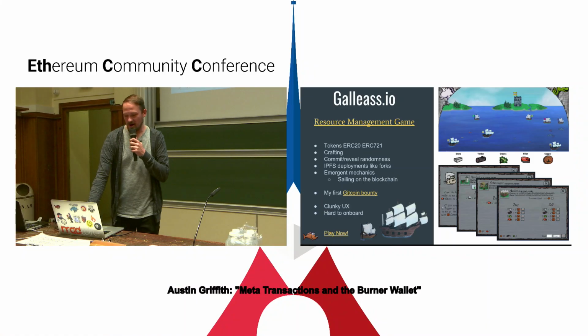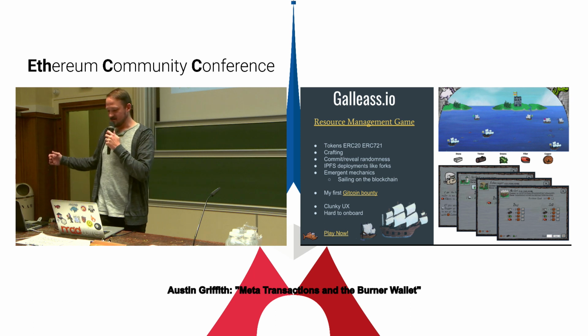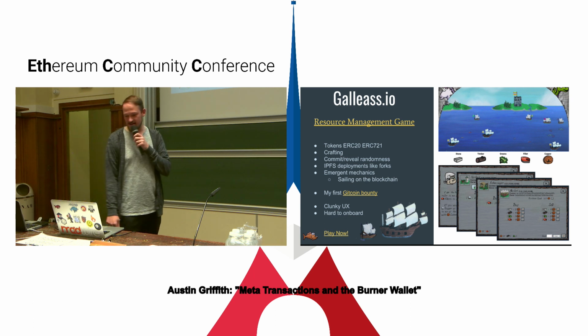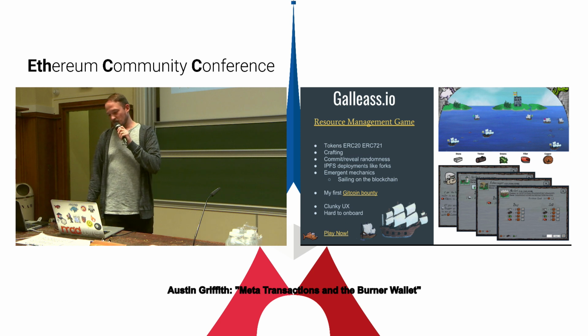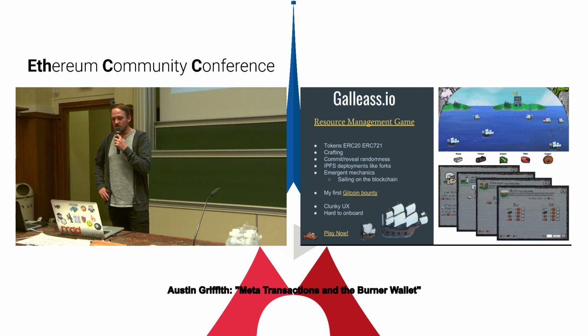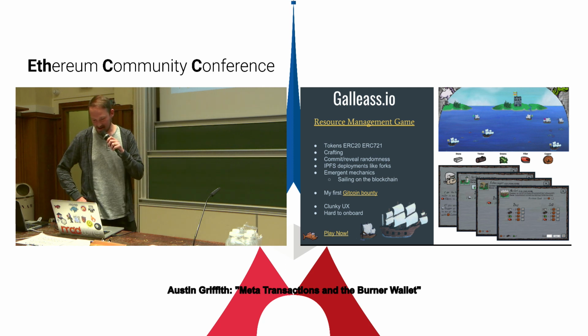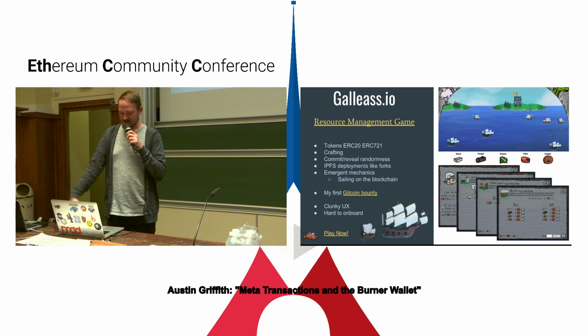About a year and a half ago, I started building games on Ethereum. This is a hand-painted game called Gallias. You sail ships around. But what came out of that, other than learning a whole ton about Ethereum, was that UX is really clunky and hard to do. Onboarding is even harder. How do we fix that, right?